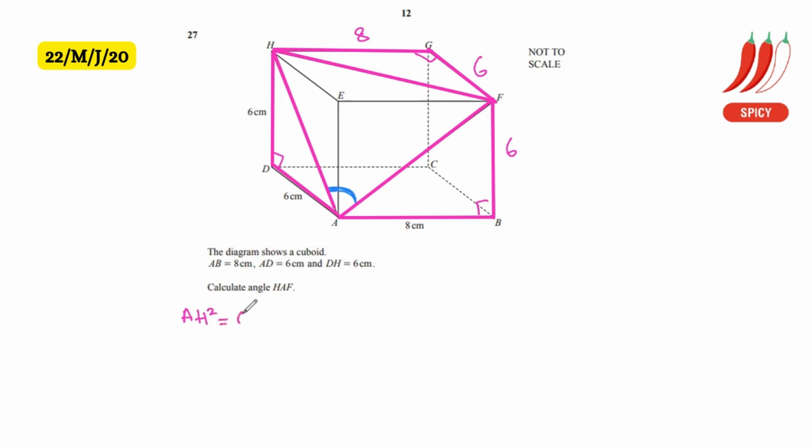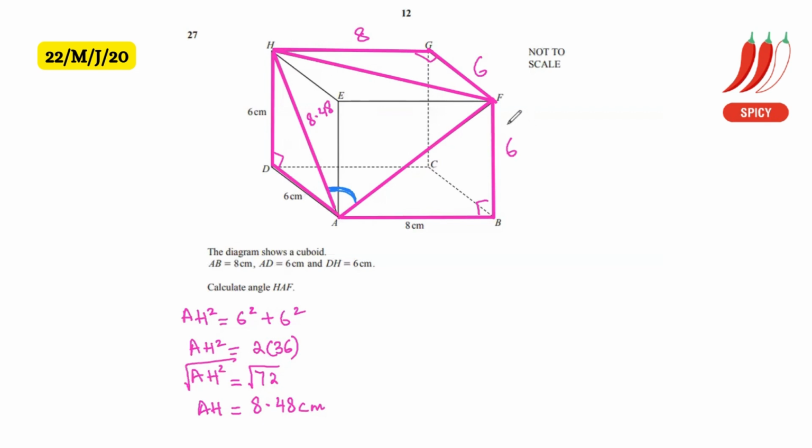That's going to be 6 squared plus 6 squared, which is twice 36, and that's going to be 72. Square root that. So that's going to give us 8.48 centimeters. This is 8.48.